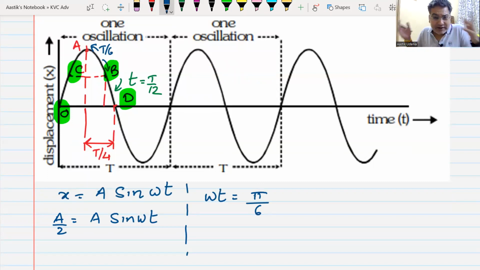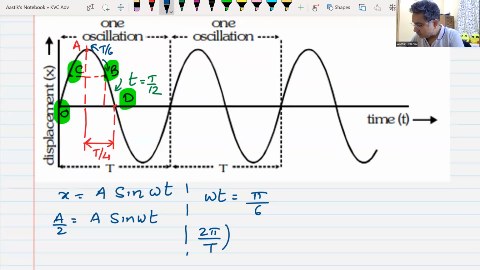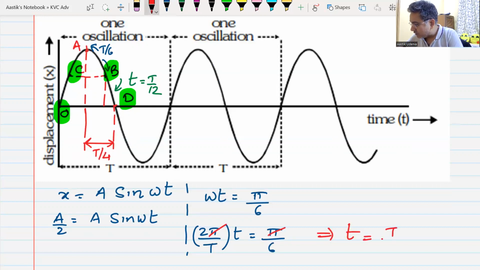The phase difference is pi by 6, so the time difference has to be T by 12. Or you can put omega as 2 pi by capital T into small t is equal to pi by 6. Pi and pi get cancelled. You will get t is equal to T by 12.